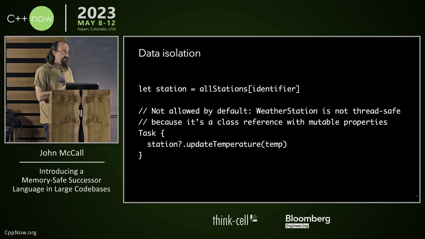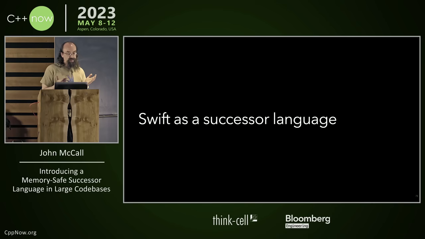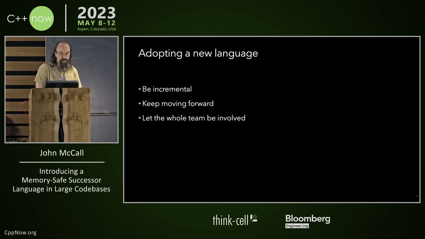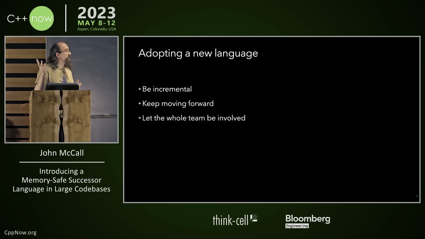All right. So we've got all this C and C++ code, and let's say we do want to start moving to Swift. How do we actually get there? The way we see it, there are really three key ideas that you need to keep in mind when you're doing this kind of migration to a successful language.